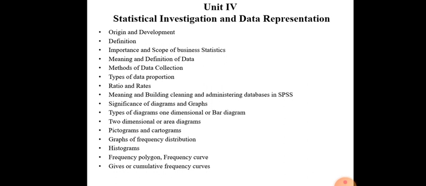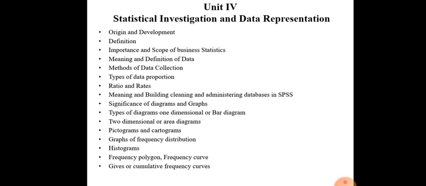Next, types of data proportions. There are so many types of data proportions: quantity data, quality data, continuous data, descriptive data, numerical data, ratio, interval, ordinal, or nominal. Like this, there are so many types of data proportions. We will see them one by one.